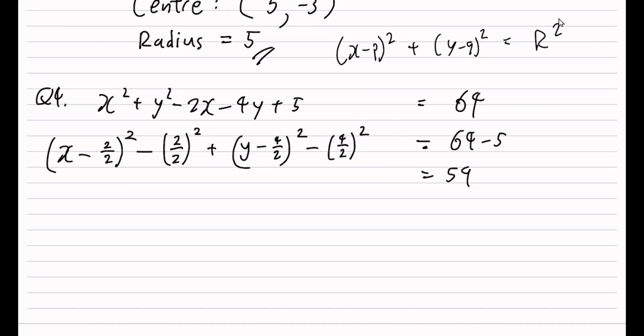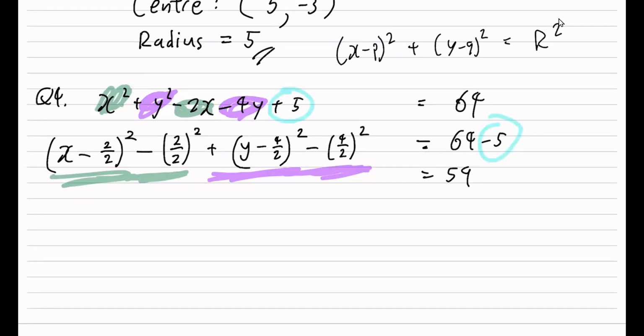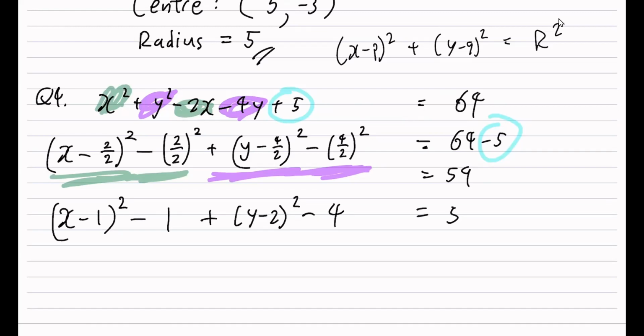Okay, that's it. Good. Basically this guy and this guy, you get this guy and that guy. Does it make sense? Okay, good. So equal 59, but we need to simplify it now. Then x minus 1 bracket square minus 1 square, which is just 1, plus y minus 2 square minus 2 square, which is 4, equals 59. So x minus 1 bracket square plus y minus 2 bracket square equals 59 plus 1 plus 4. What do you get? 64.